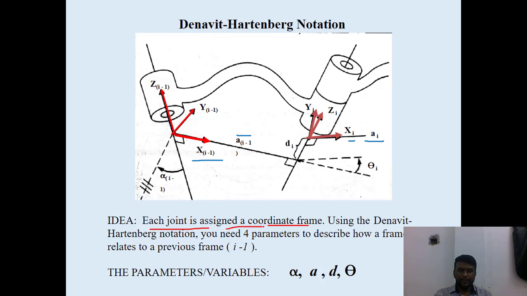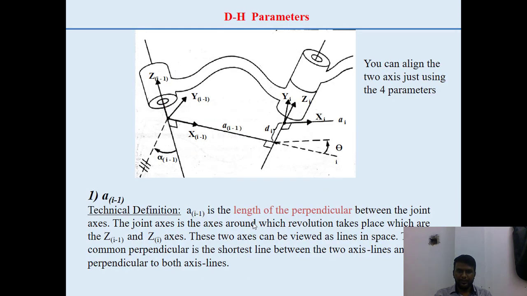What we do is we provide the notation for each link. For each link, we assign a coordinate system. We assign a frame to the particular joint, and we call it i, and the previous one will be called i minus 1. The parameters are a, alpha, d, and theta. These are called DH parameters.